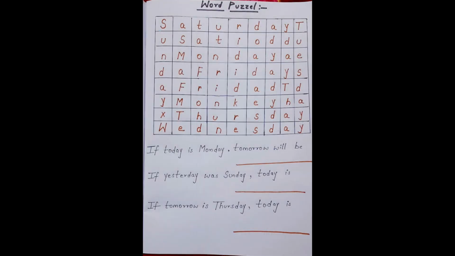Now this is the fourth worksheet where I have given word puzzles of days of the week where the kid needs to find all the days inside the puzzles and circle them. Moreover, I have also included the concept of today, tomorrow and yesterday where the kid needs to understand the concept of today. If today is Monday, so tomorrow will be which day? So they will understand, okay, tomorrow will be Tuesday. Same way if yesterday was Sunday, so today will be Monday. So they have to understand the concept and it will be very easy if they know the sequence of the days of the week.